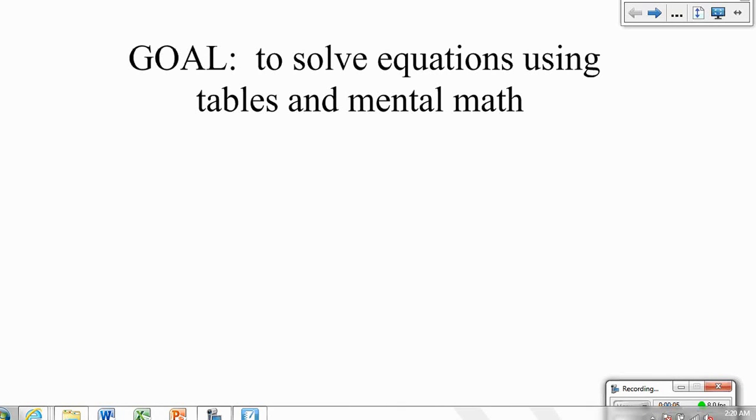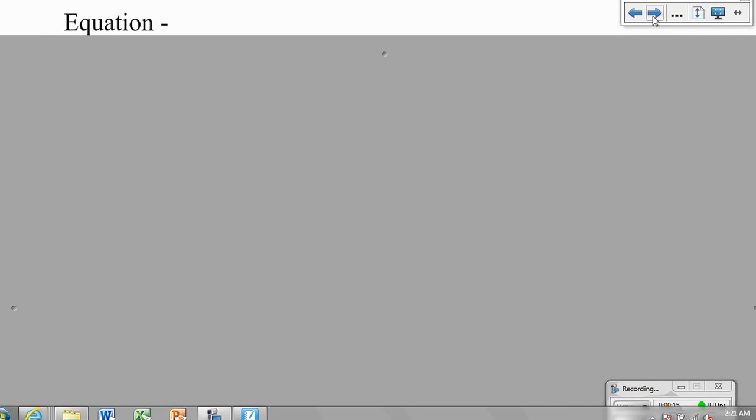Hi everyone. Today's goal is to solve equations using tables and mental math. An equation is a mathematical sentence that uses an equal sign.